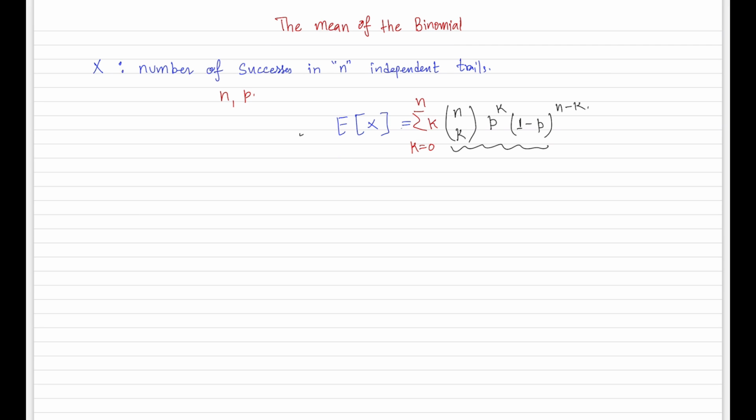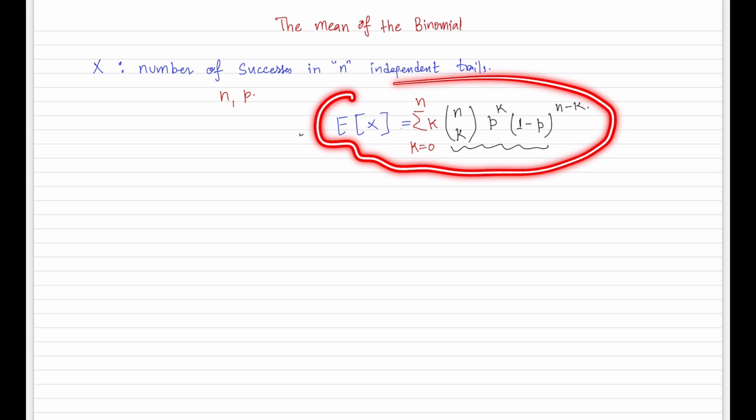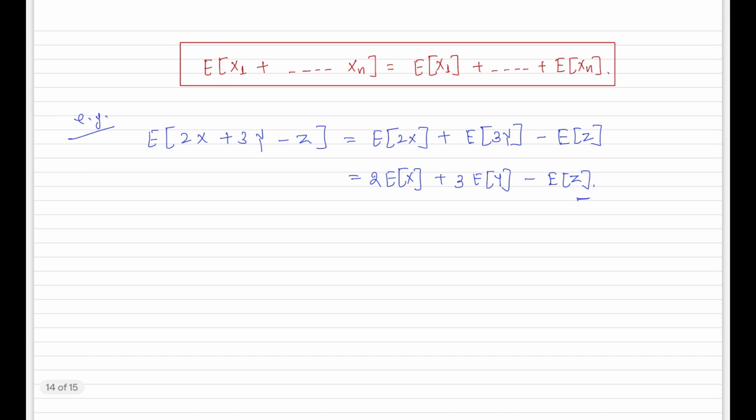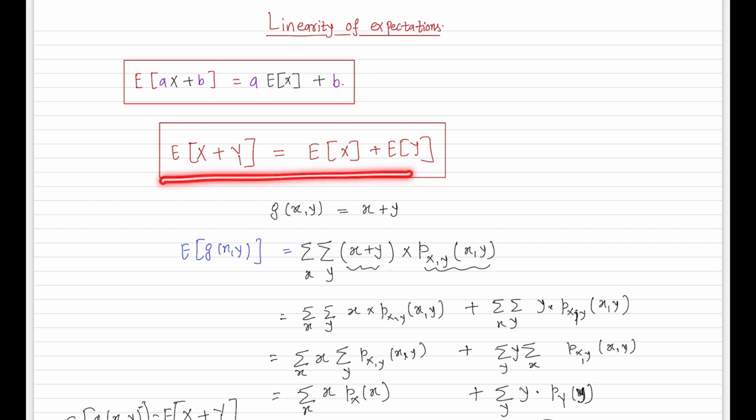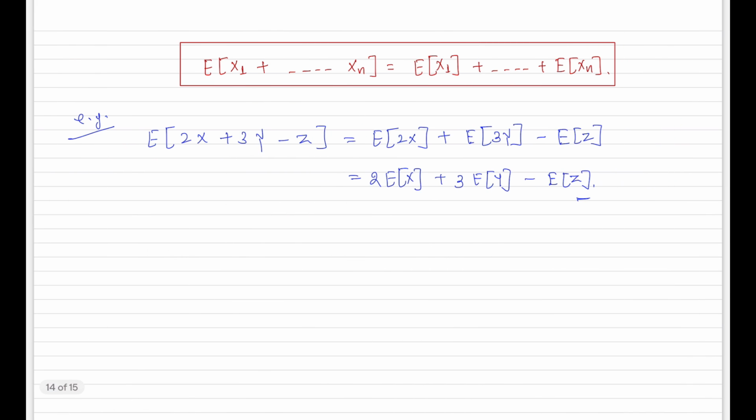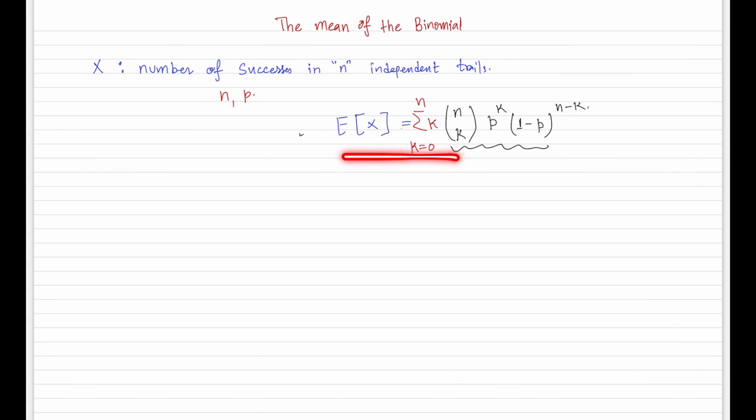But if you look at this sum, it would be a little bit complex to find. You would be able to find it, but it would be somewhat difficult. So instead, we will use the linearity property to find the expectation of this binomial random variable. We can easily do that. Let me show how.